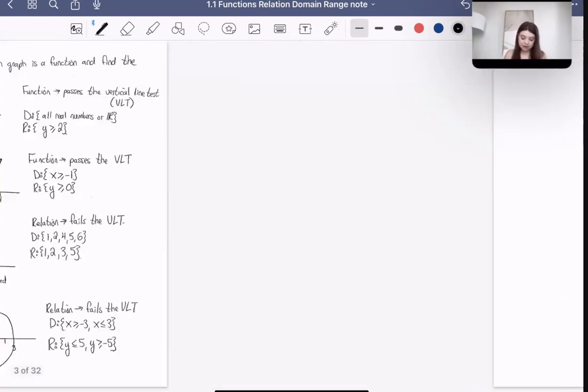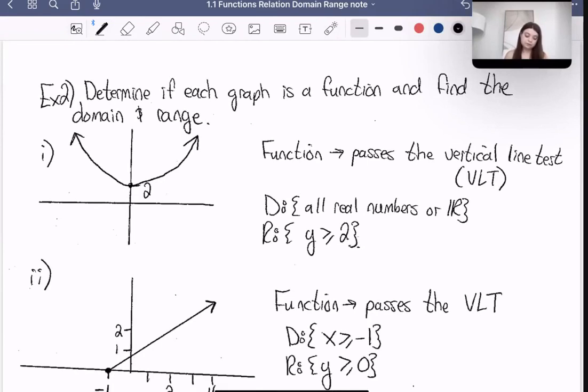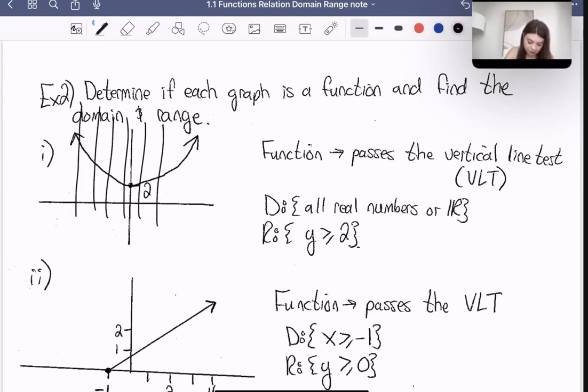Okay, let's do a couple more examples and then we'll be done for the day for this review. Example 2 says, determine if each graph is a function and find the domain and range. So let's see if this one is a function. Well, if we draw a vertical line here or anywhere across, is there any vertical line I could draw where we're going to end up getting 2 points on our graph? No, there is not. Or is there any x value where there's two y values? No, there isn't. And so therefore this is a function.